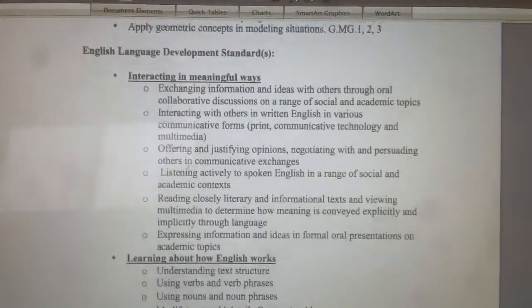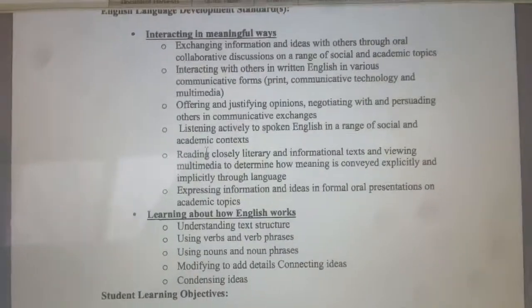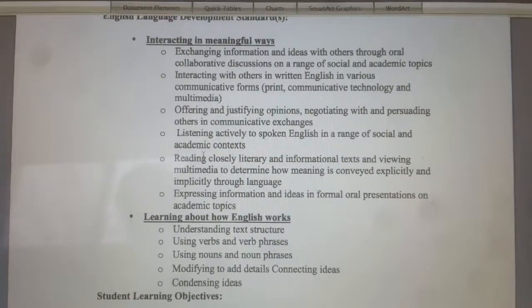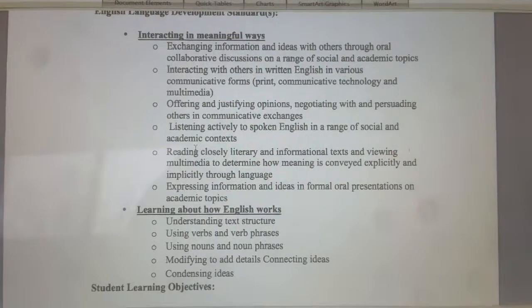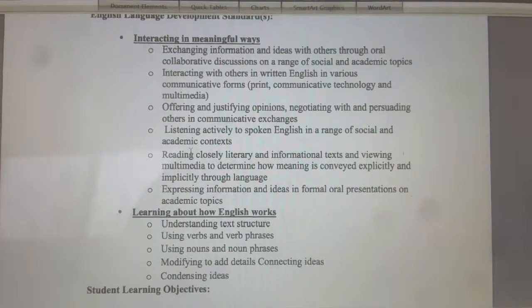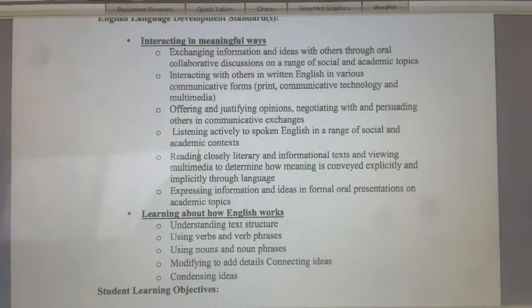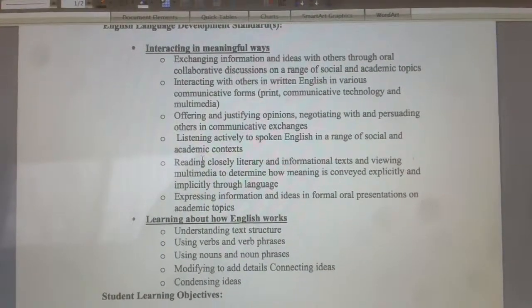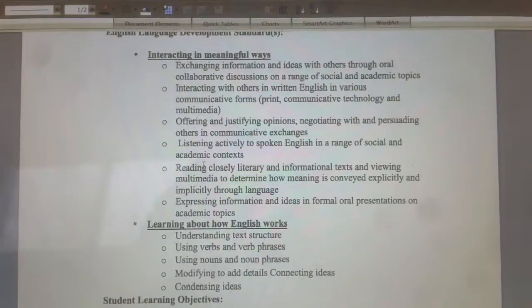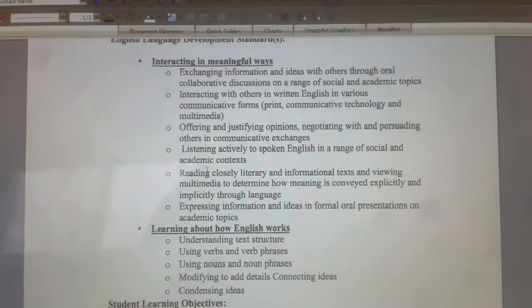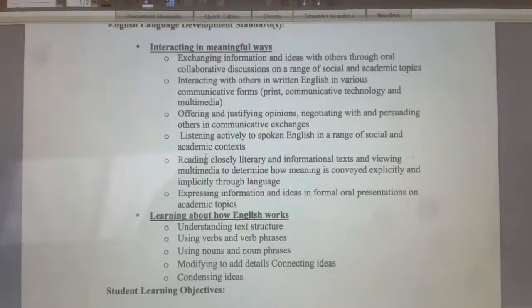ELD standards addressed in this lesson plan: interacting in meaningful ways, exchanging information and ideas with others through oral collaborative discussions, interacting with others in written English in various communicative forms, offering and justifying opinions, negotiating with and persuading others in communicative exchanges.